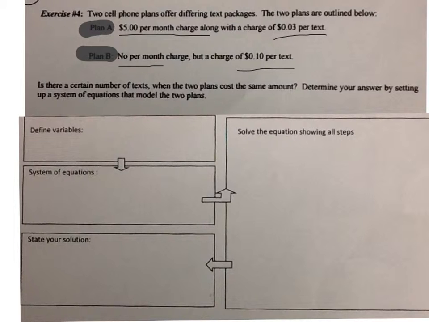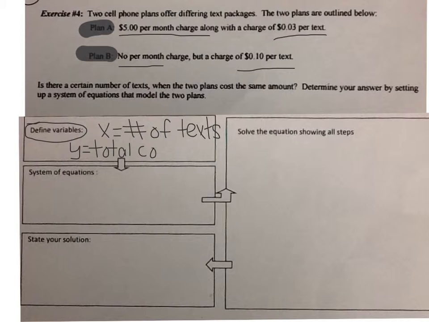When it asks us to define our variables, we're talking about x and y. You know that when you're doing systems of equations, we're usually using the letters x and y. We're going to let x equal the number of texts, and we're going to let y equal the total cost per month.